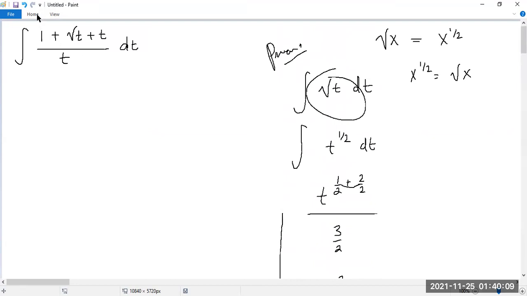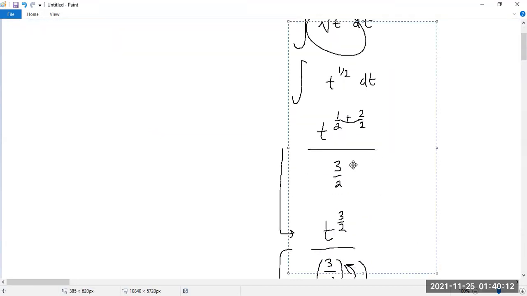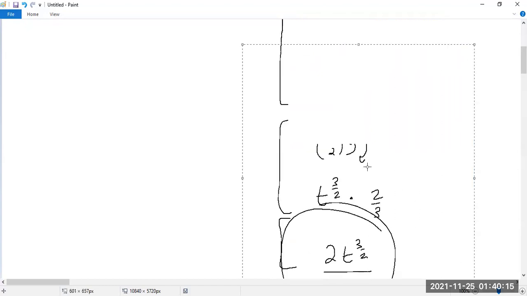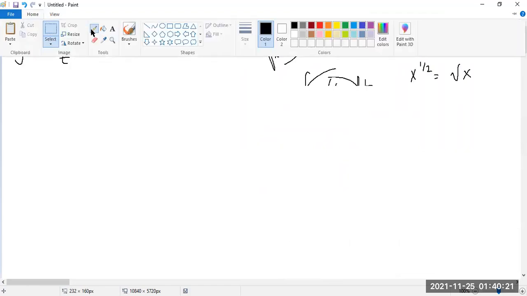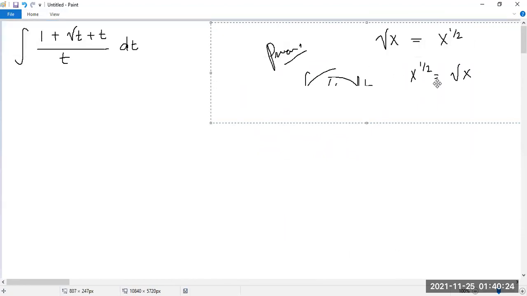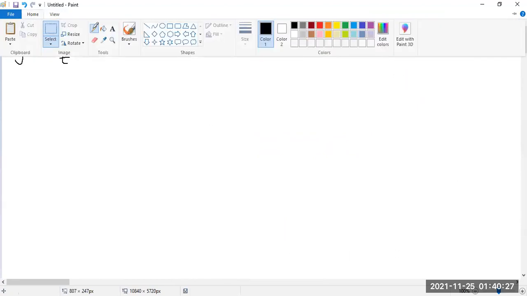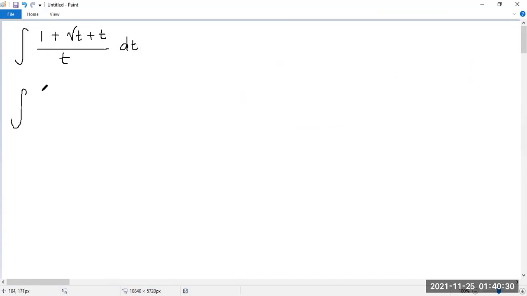But as you can see, we have a much more complicated integral to look at. So how exactly do we do something like that? Well, the idea is to split it up in the same way that we've been splitting things up before. We can see that they all have a common denominator. So we're going to split them up, and we'll say that this is 1 over t, plus under root t over t, plus t over t dt. And then we'll simplify to see if we can make our lives easier to take this integral.